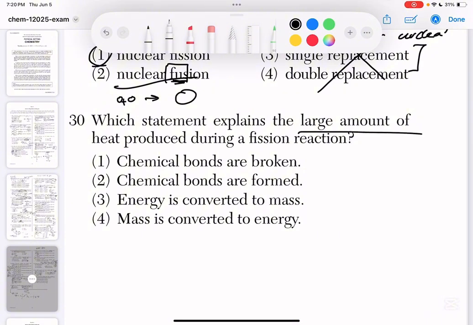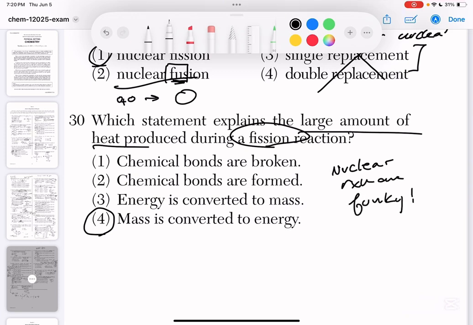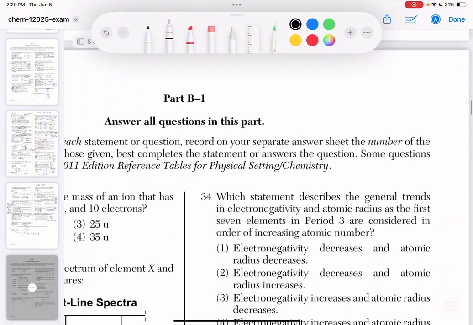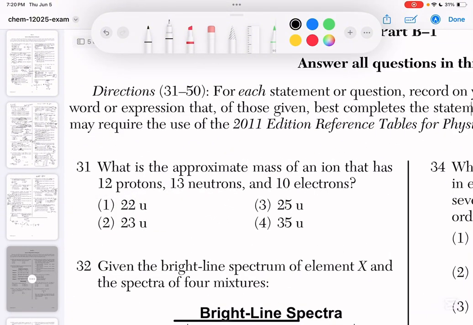Large amount of heat. Because nuclear reactions are funky, okay? They make mass into energy. You just have to remember this special thing about nuclear chem. They basically break all the rules. So there's that.